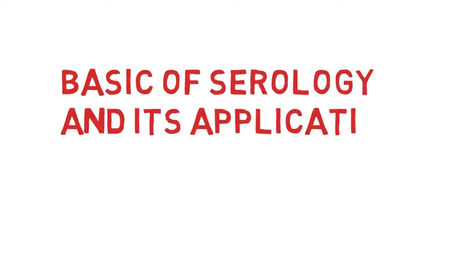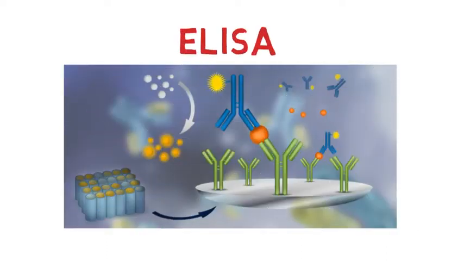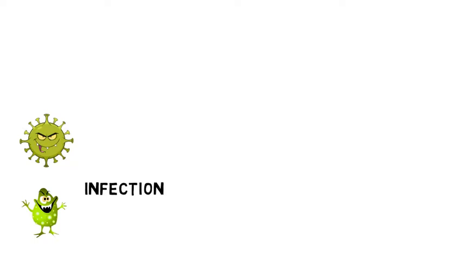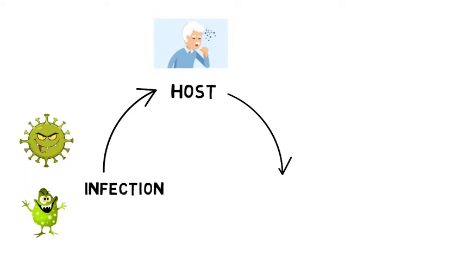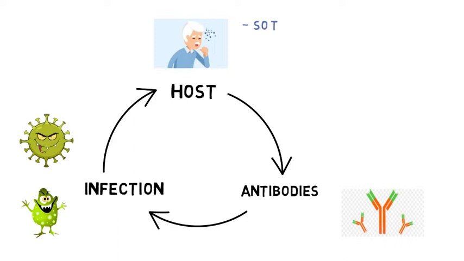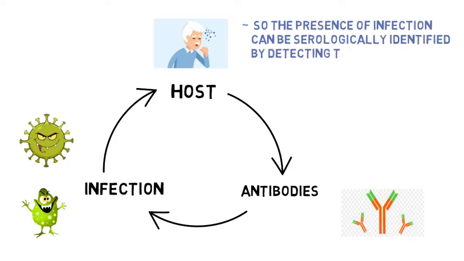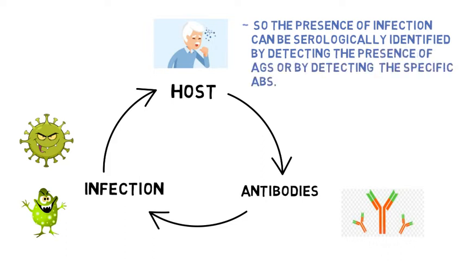As in the previous lecture, we discussed the basics of serology and its applications. Today we will learn about one of the serological assays known as ELISA. The host or body is prone to infection due to foreign infectious pathogens, which may be bacteria, virus or fungus. And in order to protect against these pathogens, our body recruits specific antibodies to kill or neutralize these antigens as a protective mechanism. So the presence of infection can be serologically identified either by detecting the presence of antigen or antibody raised against that particular antigen.